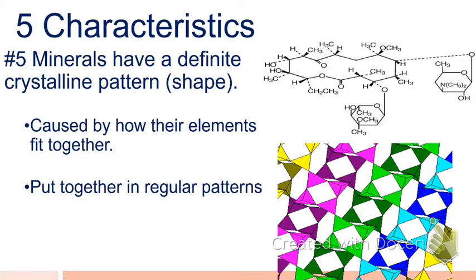They have a specific crystalline pattern. So here, all of these little tetrahedrons represent silica, which is that SiO2 that I was telling you about. And they go together in a repeating pattern.